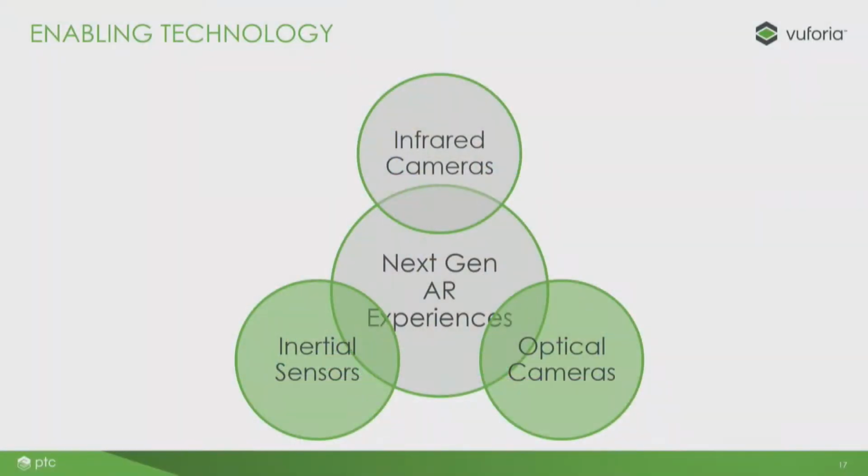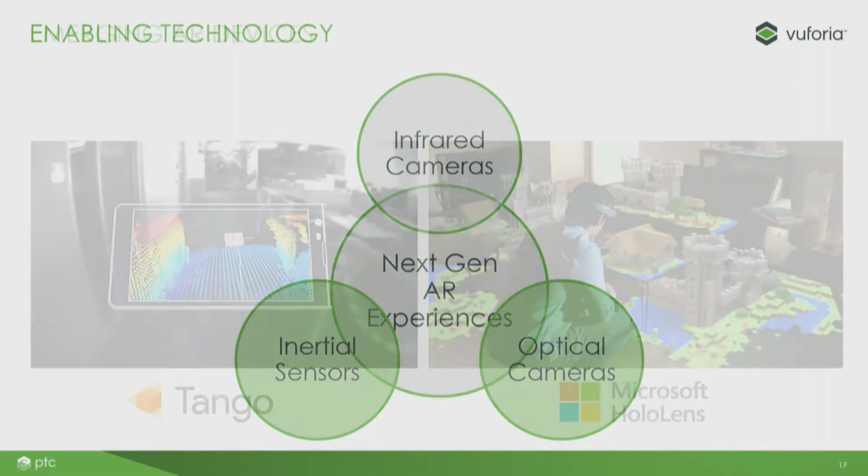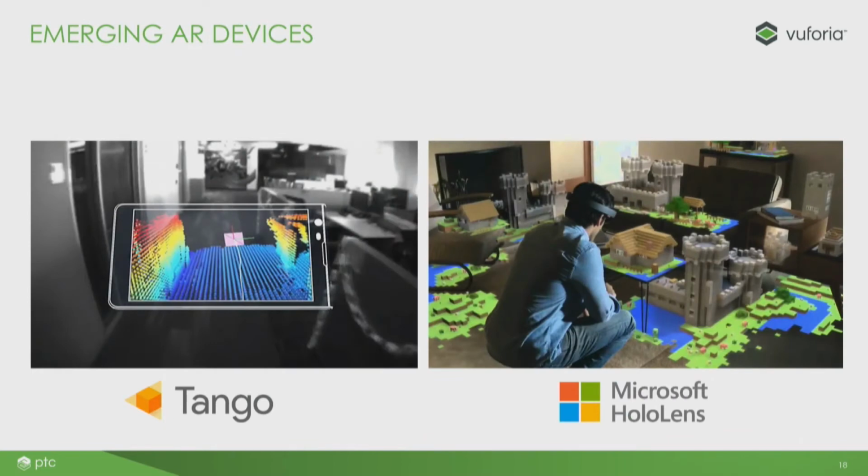Now, a lot of what we've seen today has been using just inertial sensors and optical cameras, right? So that's your standard smartphone that you have in your pocket. Now, some of our partners, Google and Microsoft, have been working on amazing technology that gives us this additional piece of data, which is depth. So Tango and HoloLens in particular.